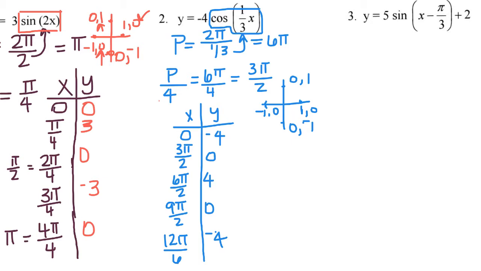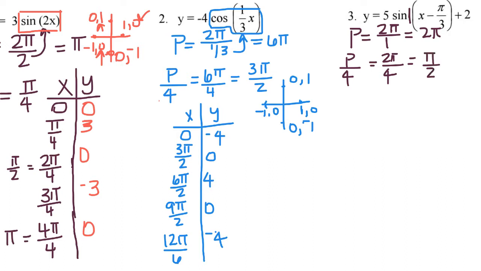Okay, so for number 3, again, starting the same way, we do need to find the period. And the period for this problem, we're going to have the period equals 2 pi over b, and b is sitting right here, so over 1, which is 2 pi. Now, just like the other ones, we need to take our period, divide it by 4, so this is going to give me 2 pi over 4, which is just going to be pi over 2. So now we have what our x values will go up by.